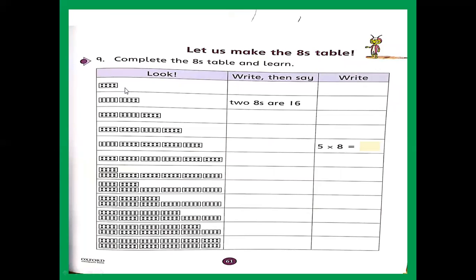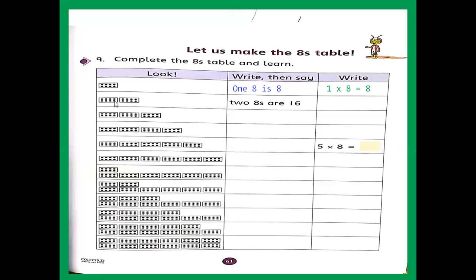Look at this one. You can say this is one box. And how many buttons? 1, 2, 3, 4, 5, 6, 7, 8 buttons on this. So it means we write here 8. 1 8 is 8. This is one box and inside eight buttons. So how we write: 1 × 8 = 8, and we read 1 8 is 8.